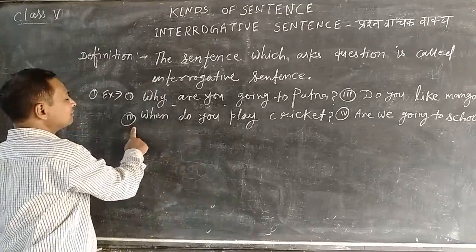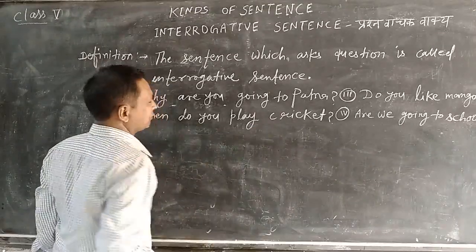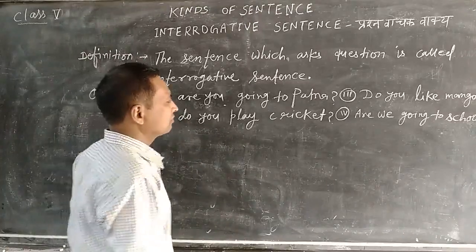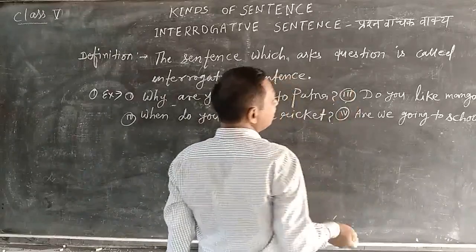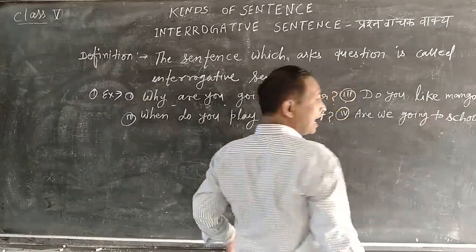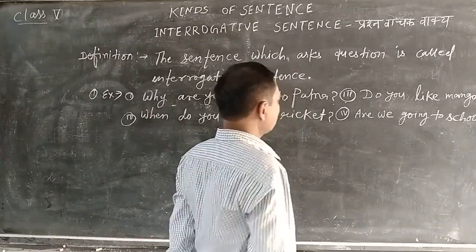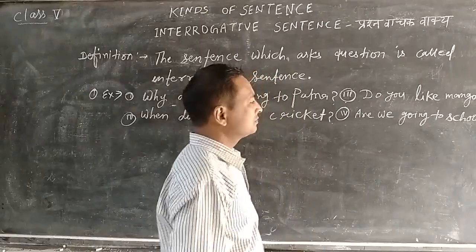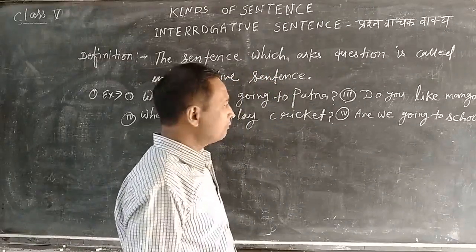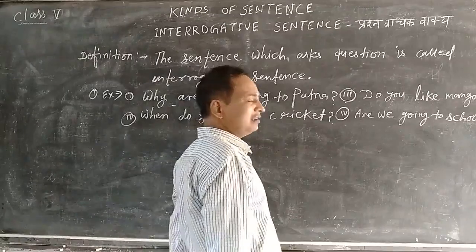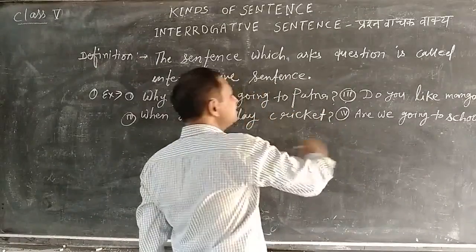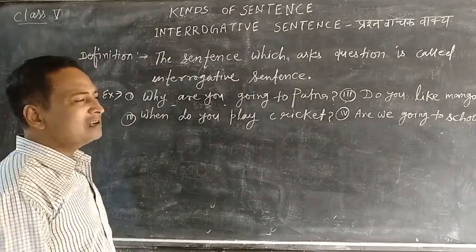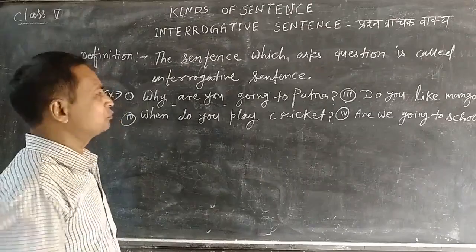In the second example, when do you play cricket? तुम क्रिकेट कब खेलते हो? In the third example, do you like mango? क्या आपको आम पसंद है? In the fourth example, are we going to a school? क्या हम लोग विद्यालय जा रहे हैं? In these sentences, question is being asked. प्रश्न पूछा जा रहा है.